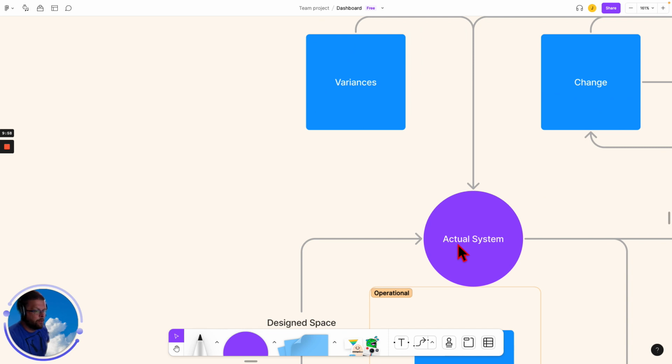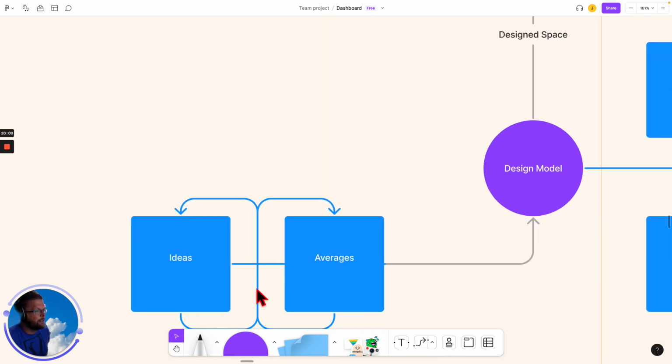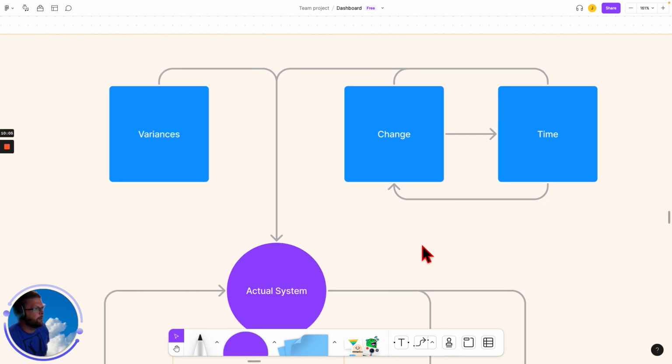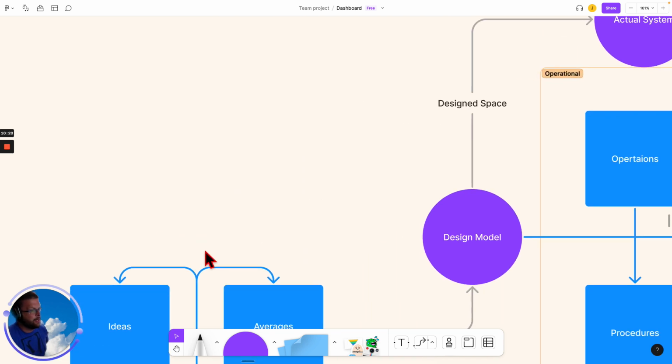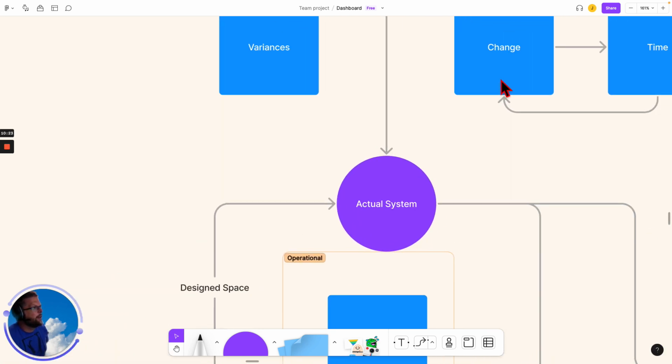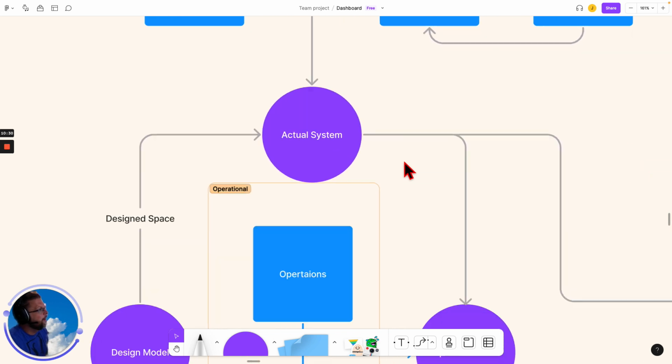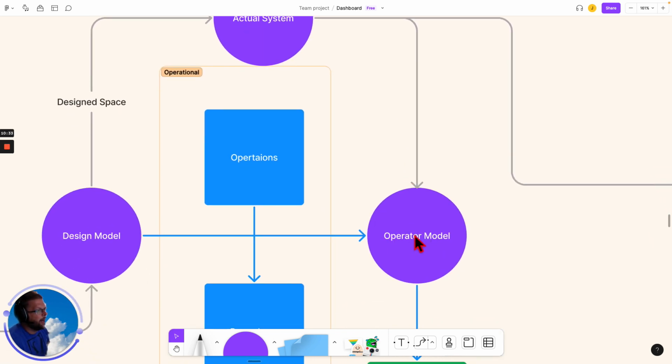And that actual system is going to experience things that perhaps were not considered in ideas and averages. It's going to experience a variance, and those variances are based on change in time. Maybe somebody lowered the truck, or maybe somebody put on different tires that weren't considered in the design space. So now the actual system can experience a variance that could potentially cause a defect in how the product works. These things are also impacted by the operator model.